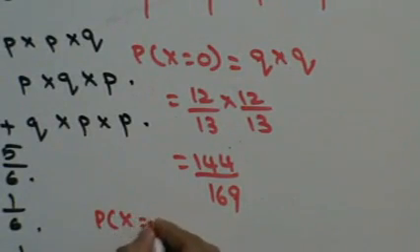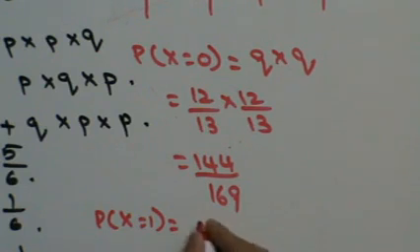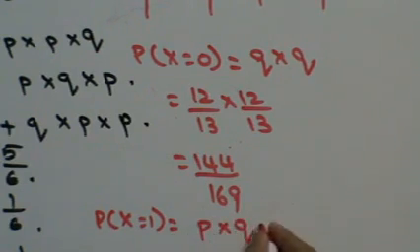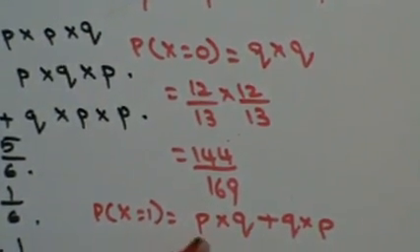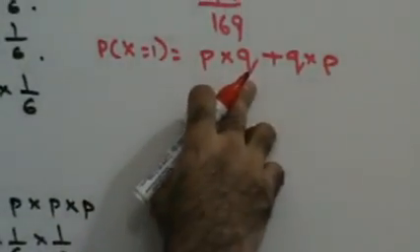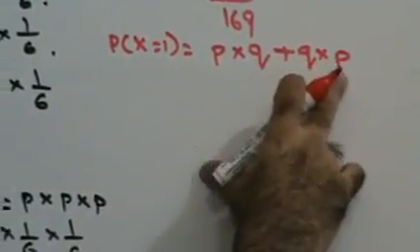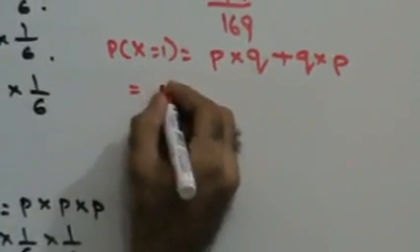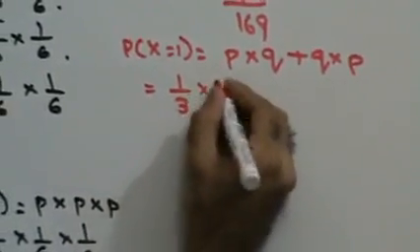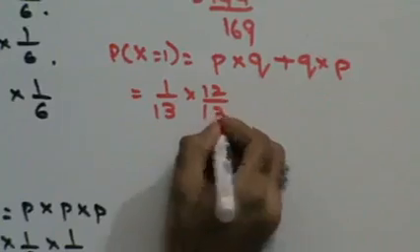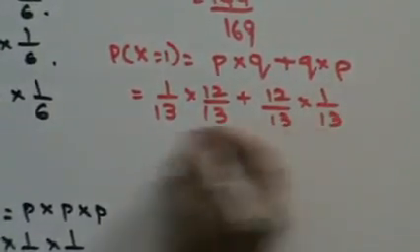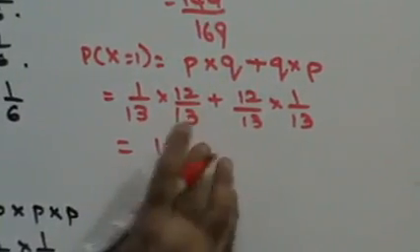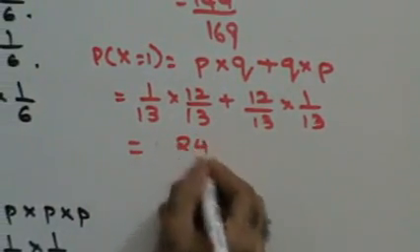probability of x is equal to 1. I get 1 success. 1 success means success and failure, or failure and success. First card shows me success, second shows me failure, or first shows me failure and second shows me success. So this is going to be 1 by 13 into 12 by 13, and this is 12 by 13 into 1 by 13. 12 by 169 plus 12 by 169, 24 by 169.